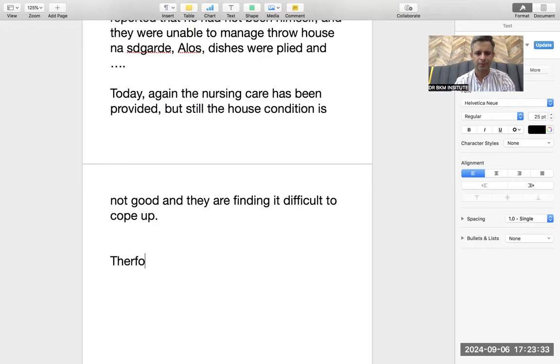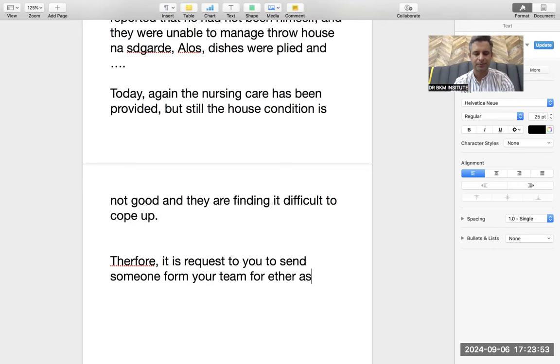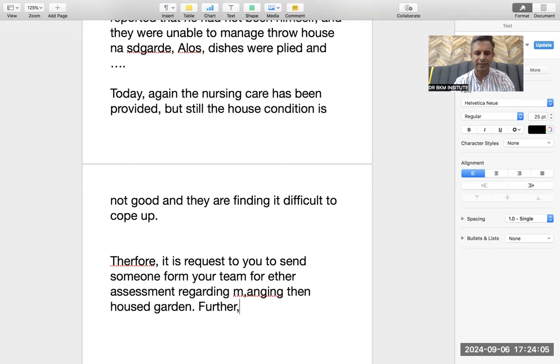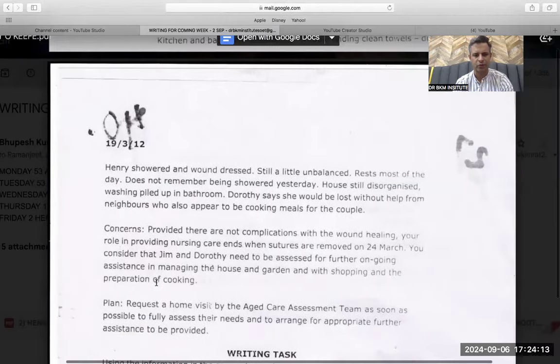Therefore, it is requested, I'm writing to the director of the aged care, to send someone from your team for their assessment regarding managing the house. You can write the concern parts and garden. Further, they need assistance with shopping and gardening as well. Whatever the word is, shopping and cooking as well.